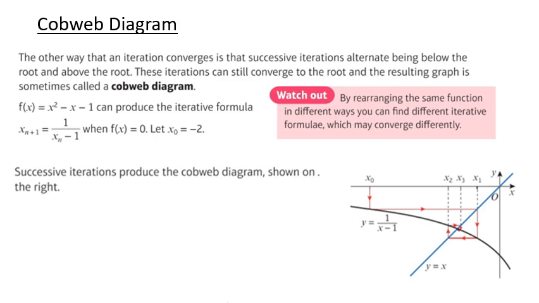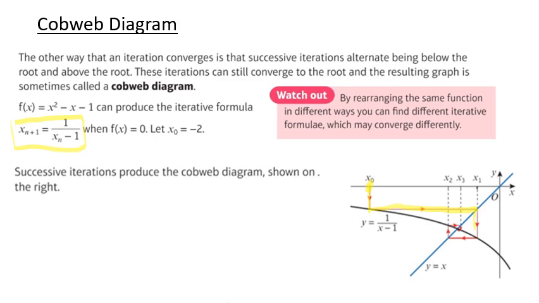Here are some notes from the booklet that say the other way that an iterative formula would converge is if successive iterations alternate between being below the root and above the root. These iterations can still converge to the root, and the resulting graph is sometimes called a cobweb diagram. So in this scenario, we have an iterative formula, and we're told that x0 is minus 2. So if we started at minus 2 on the x-axis and went to the function, then we go across to the line y equals x.